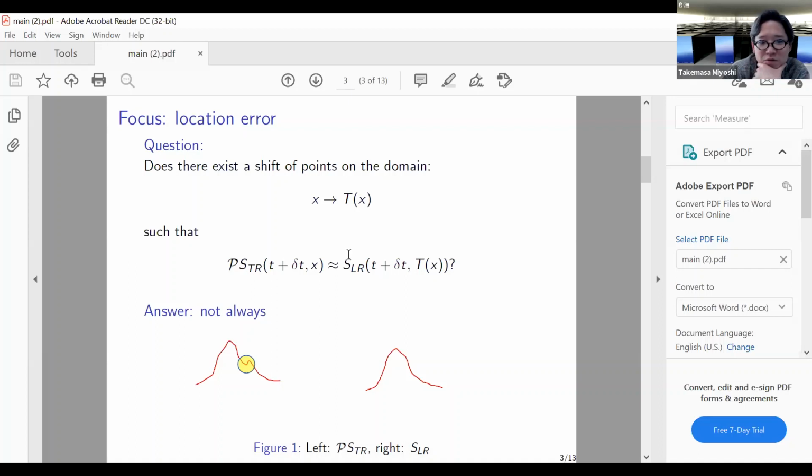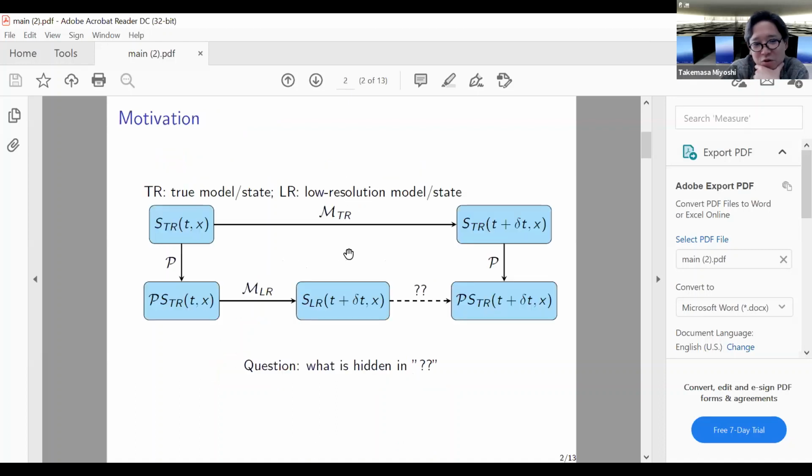So you mentioned the low resolution model and high resolution model, both true system. In OC, this can be a high resolution model, but in the real world, it can be a reanalysis. So you have a true system and some low resolution representation of the true system in this problem.